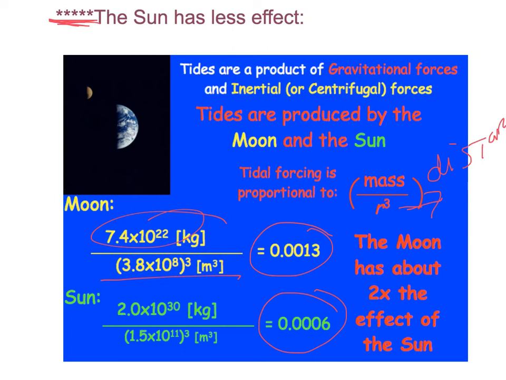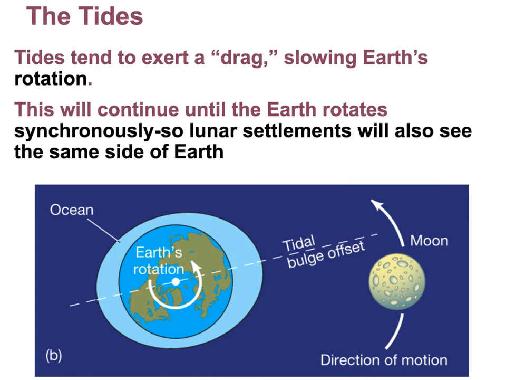Simple division problem. So the tides are exerting this drag, which is what's slowing the Earth's rotation. So as the Earth is rotating this direction, the tidal bulge is slightly offset. So it should be pulling towards the moon, but because the Earth is rotating in this direction, that bulge is offset. So we get this plane where the bulge is offset, you get this little angle here, and that effect is what is slowing the Earth.